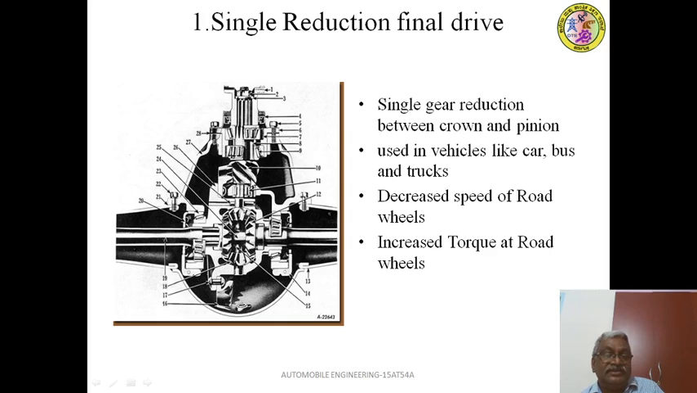This drive pinion is very small. You can see that it may have 15 or 16 teeth, whereas this crown wheel may have 80 or 90 teeth. We can get up to 6:1 gear ratio, or even more than that. 6:1 means if the propeller shaft rotates 6 times, this ring gear rotates only one time. That means the drive wheels rotate only one rotation for every 6 rotations of the propeller shaft.